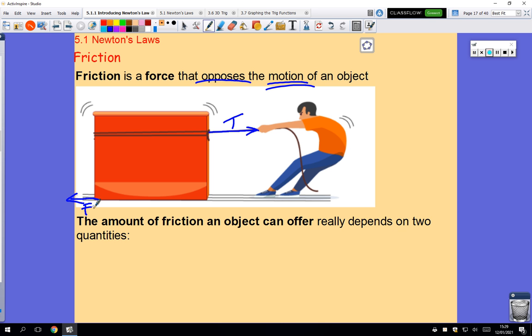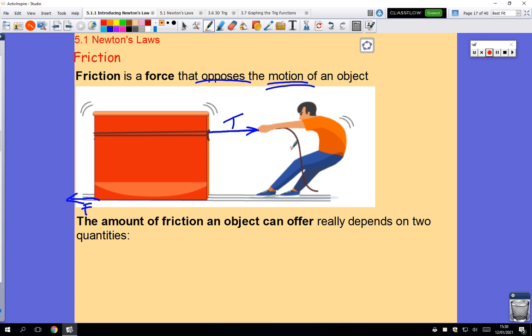Now, friction can prevent motion, so you might find that friction can occur on objects that are not moving. For example, if this box was just too heavy for the man to pull to the right, well then friction would be preventing him pulling. It's friction that is stopping that happening. So if he tries to pull this and he's not able to move it, well, friction is to blame. That's why he can't move that object.